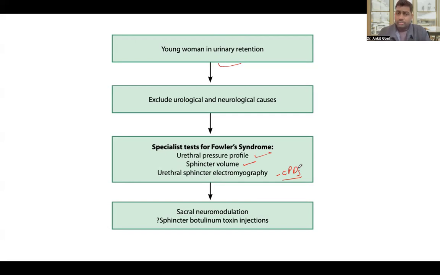Once you are done with the diagnosis, you have to treat the patient. And the standard treatment given in the literature is sacral neuromodulation. Regarding sphincter botulinum injection, there are mixed results, and the exact dose of botulinum to be injected in the sphincter is still under evaluation, and it's not very popular to treat this with sphincter botulinum. Sacral neuromodulation is the standard option of treatment for Fowler syndrome.